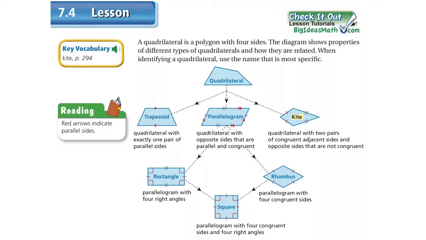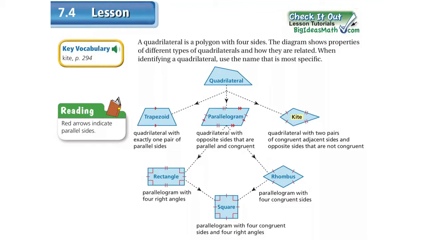But then we've got some that'll fall into the category of a trapezoid. A trapezoid has four sides, and exactly one pair of the sides are parallel. You can't have two pair of parallel sides. If just one pair of the sides is parallel, you've got yourself a trapezoid.